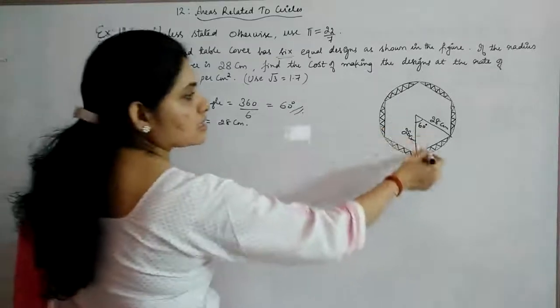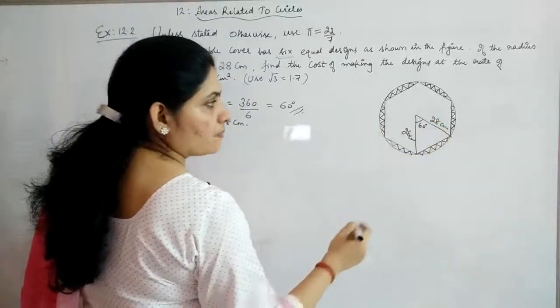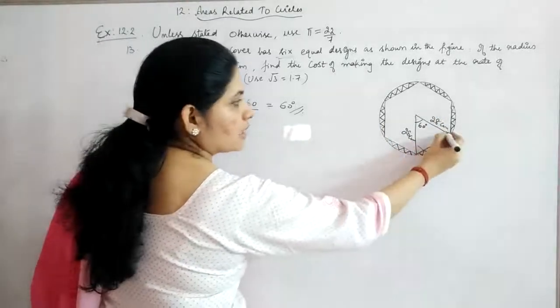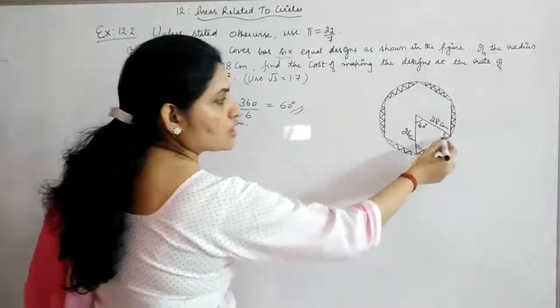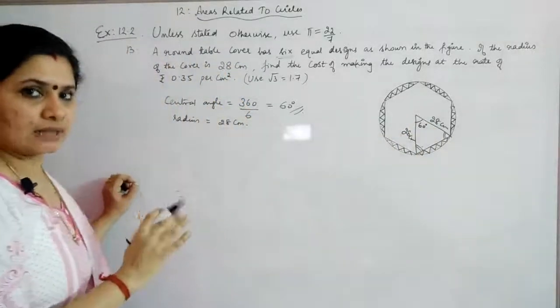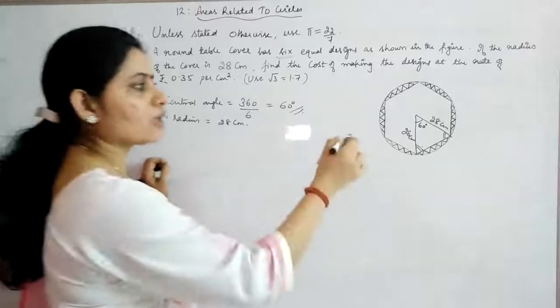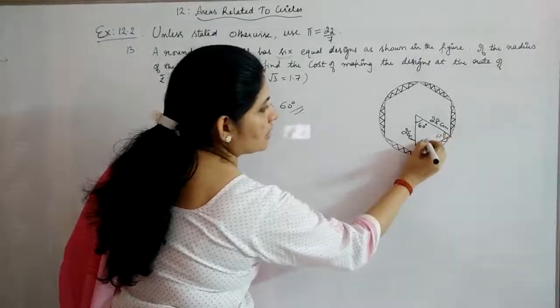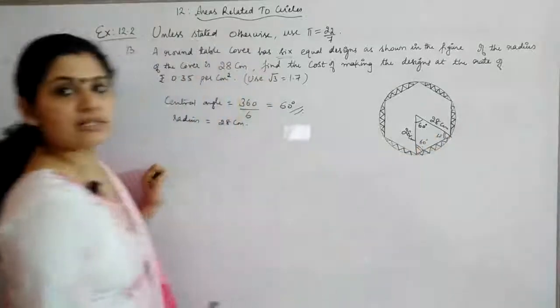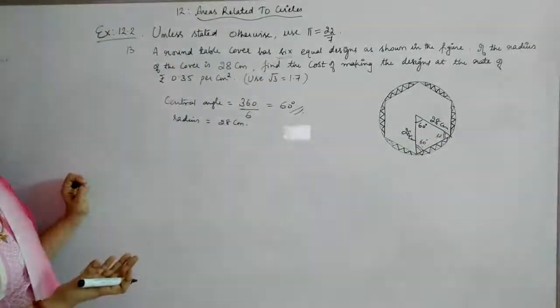You have 2 sides of the triangle to be equal, so that these 2 angles will be equal. And since this is 60 degree, the sum of these two should give you 120. 180 minus 60 is 120, and they are equal means each should be 60, right? That means the triangle is an equilateral triangle. Now you can find out what is the area.